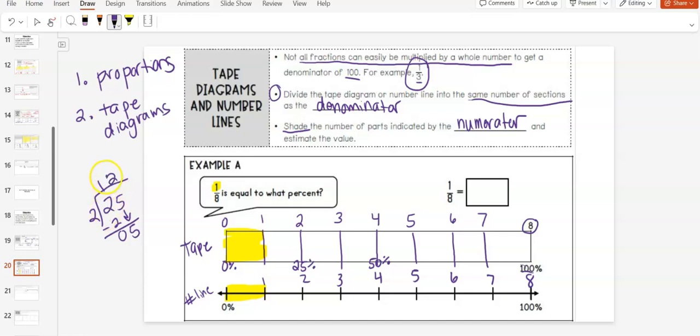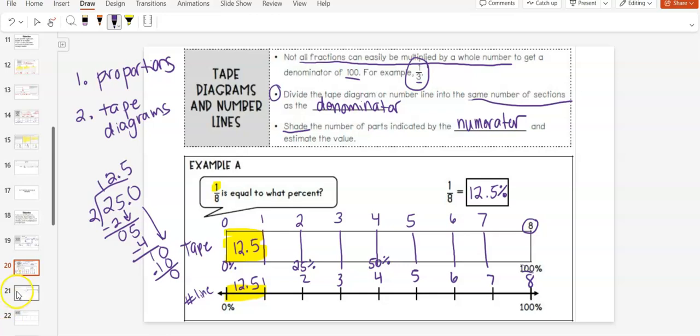2. There we go. 4 times 2 is 8. Okay, and I'm going to get 12.5%. Well, not about 12.5%, but I'm going to get exactly 12.5%. That means that every section on my tape diagram or my number line is equal to 12.5. So that means that 1/8 is 12.5%.